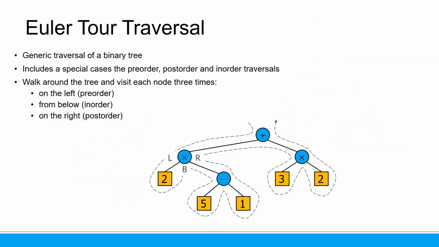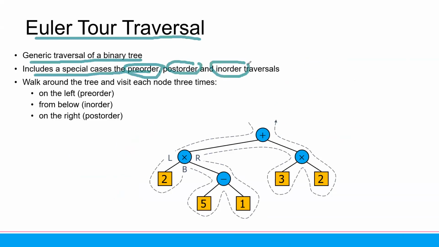There is another kind of traversal, we call it Euler tour. The Euler tour traversal is the generic traversal of a binary tree. It's more general, and it includes special cases of pre-order, post-order, and in-order traversal. So this is a walk around of the tree and visit its node 3 times. We visit the node several times, but we visit the edge, or this line, 1 time.